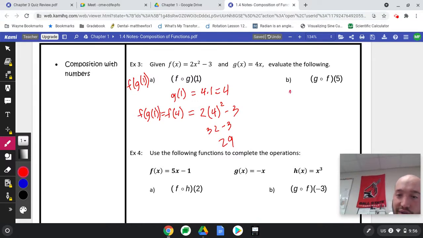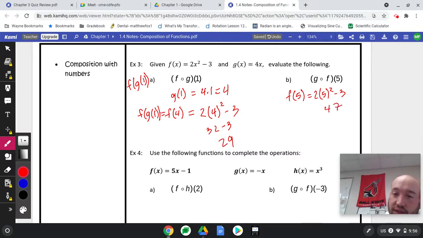All right, so on the next one, letter B, same thing, except start with f of 5. So f of 5 equals 2 times 5 squared minus 3. So 25 times 2 is 50. 50 minus 3 will result in 47.